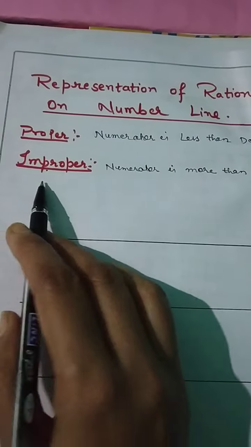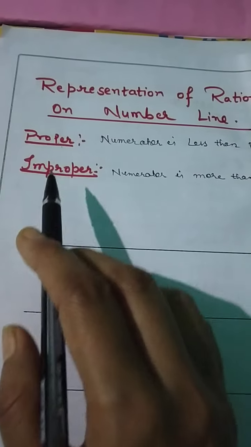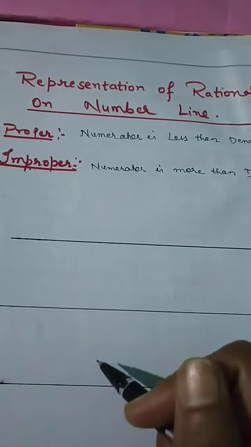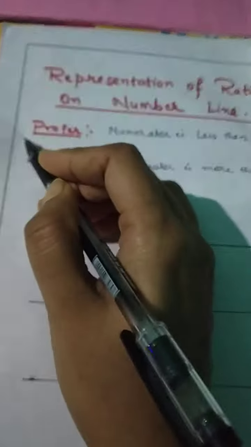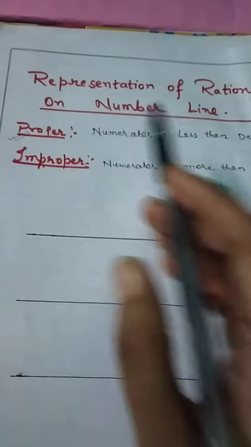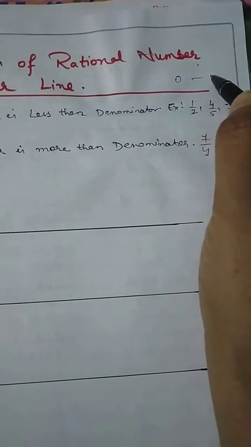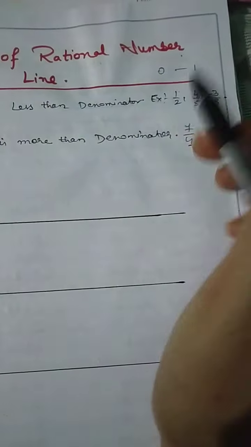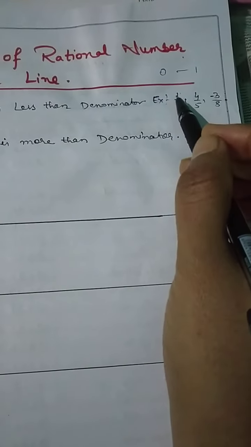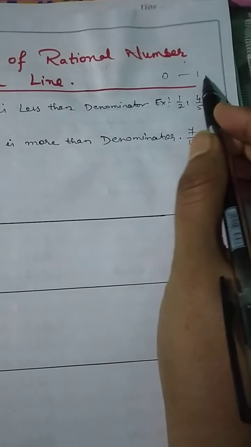It is called improper. Now there are different methods to plot proper and improper rational numbers on the number line. First of all, we will learn how to plot the proper rational number. So students, a proper rational number's value always lies between 0 and 1. You can divide and see, half lies between 0 and 1.